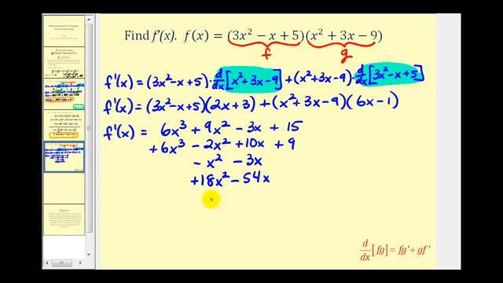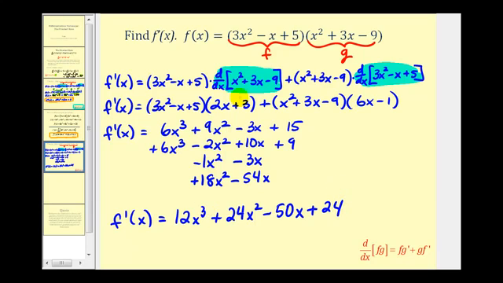Okay, now we'll combine our like terms vertically to find our simplified derivative function. So we have 12x cubed. Then we have 9x squared minus 2x squared minus 1x squared, that's 6x squared, plus 18x squared, that's plus 24x squared. Looking at the x terms, negative 3x plus 10x minus 3x, that's going to be 4x, minus 54x, that's going to be minus 50x. And then 15 plus 9 is plus 24.